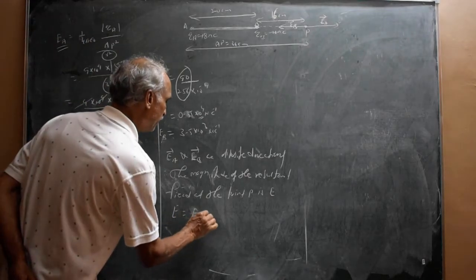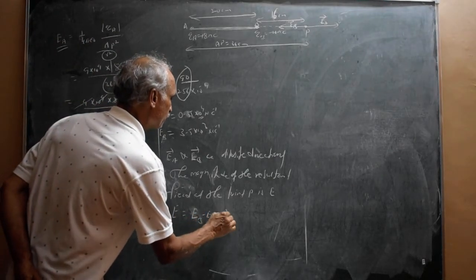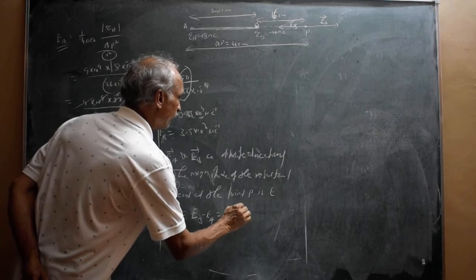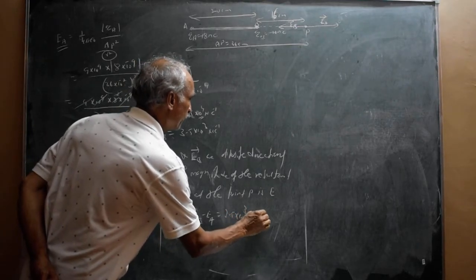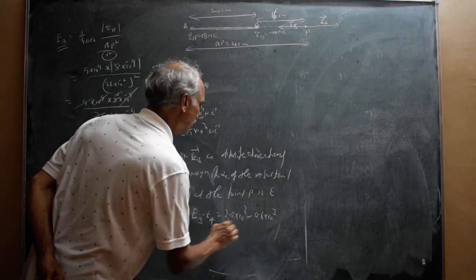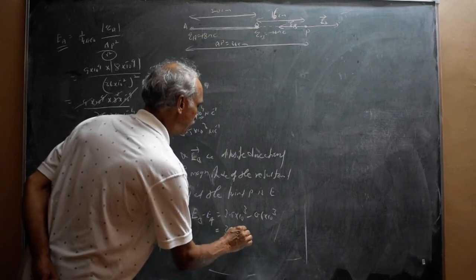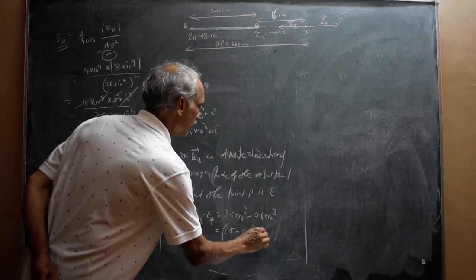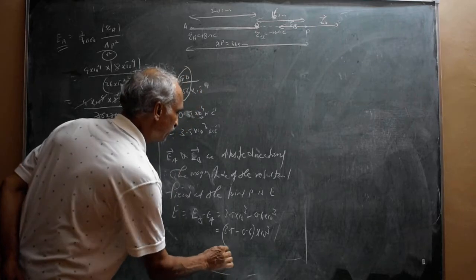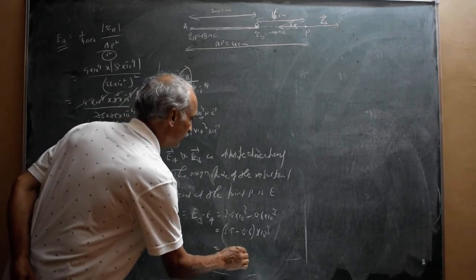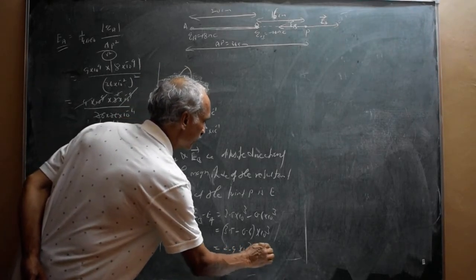So it is EB minus EA, that equals 3.5 into 10 to the power of 3 minus 0.6 into 10 to the power of 3. 10 to the power of 3 is common, so it is 2.9 into 10 to the power of 3 newtons per meter.